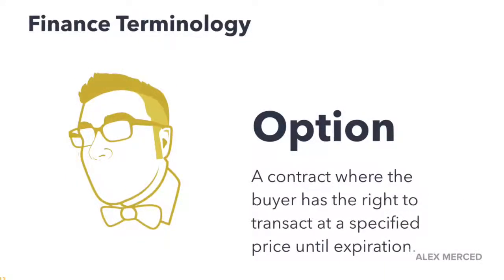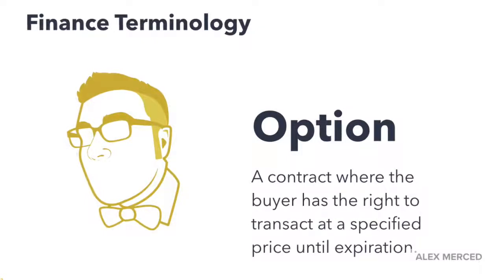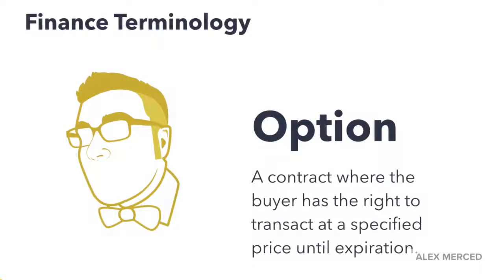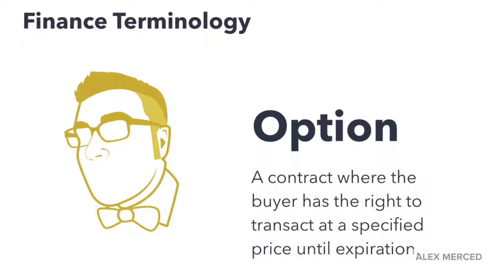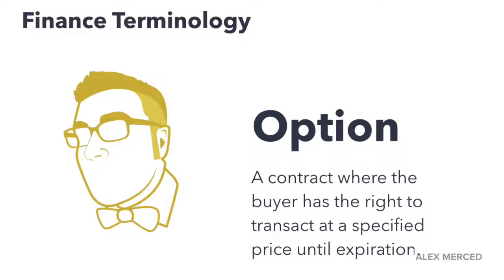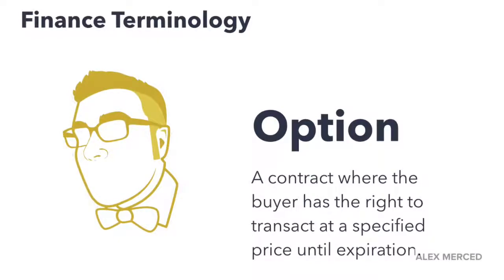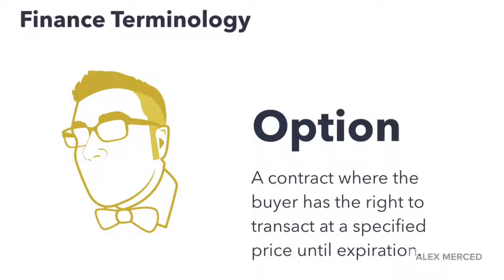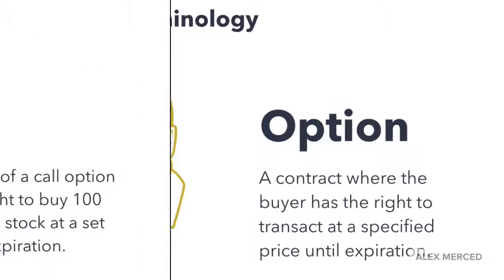An option. A contract where the buyer has the right to transact at a specified price until expiration. So when you buy an option, you'll have the right to buy or sell at a particular price referred to as a strike price until that option expires. But if you exercise your option, you'll be forcing whoever sold you that option to transact on the opposite side.